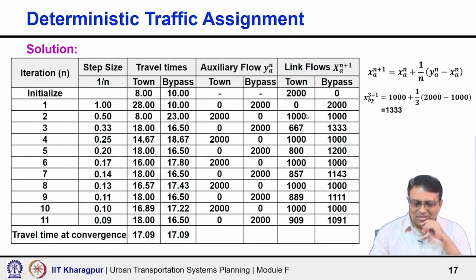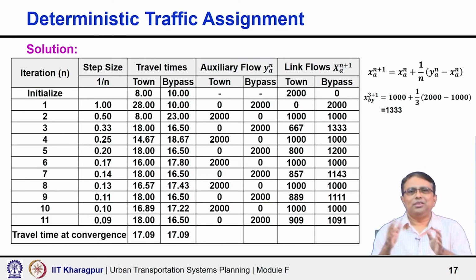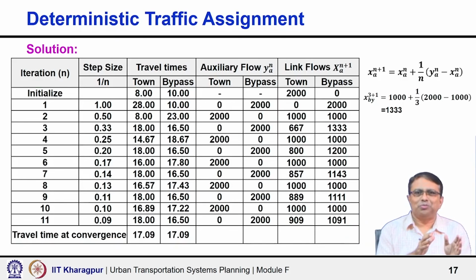So, accordingly now with 667 flow in town and 1333 flow in bypass, we recalculate, and we find the travel time becomes 14.67 and 18.67. So, accordingly the auxiliary flow is assigned to town, and again you update, and like that you proceed. So, multiple iterations may be required. It is just like that: whichever is higher, then shift it, then again we try to shift the volume further.